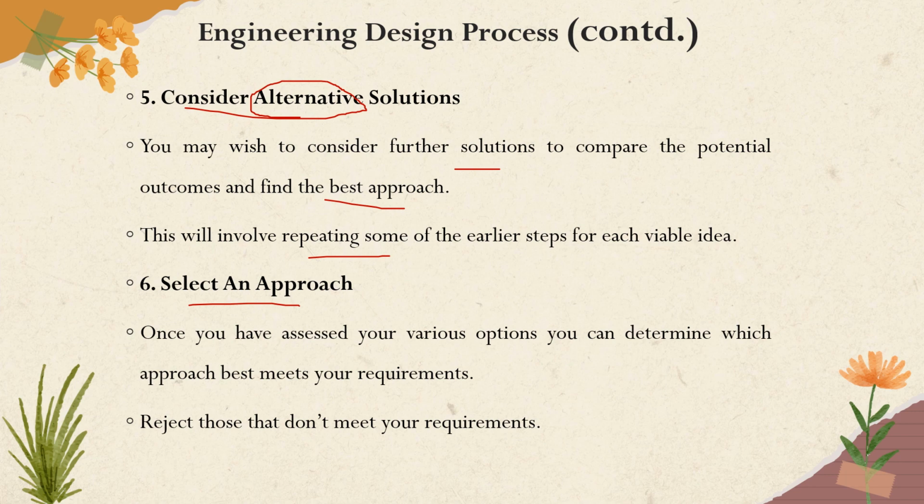Select a particular approach. Now sit and discuss which of the approaches is best, select a particular approach and reject those that are not feasible, that don't meet your requirements. Be open to reject, not to think that others may be offended, or be in a dilemma whether to choose plan A or plan B, solution A or solution B. Be very clear in your solution, the one that you have chosen, and reject the others. So that is very important.